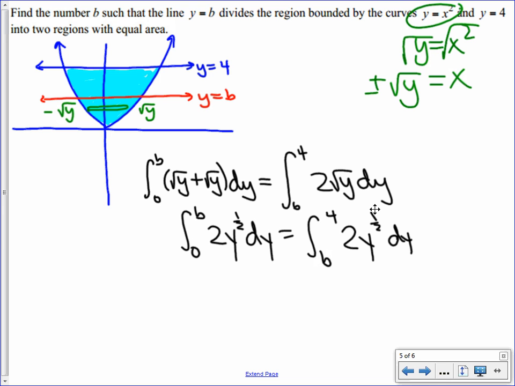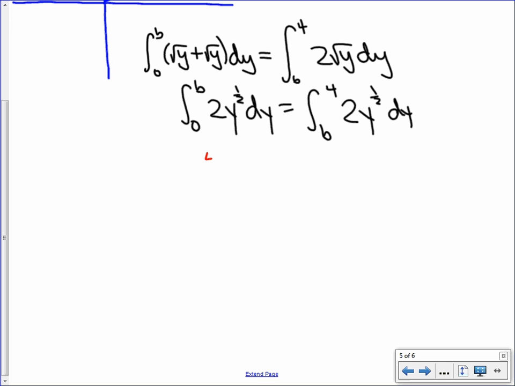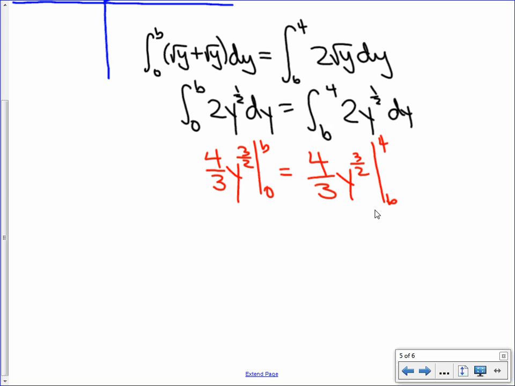What did you say, Carter? 4/3 y to the 3/2. On this left side, we need to evaluate from 0 to b. Same antiderivative over here, but we have to evaluate from b to 4. So when we plug in b, we get 4/3 b to the 3/2 minus we plug in 0, which is 0.